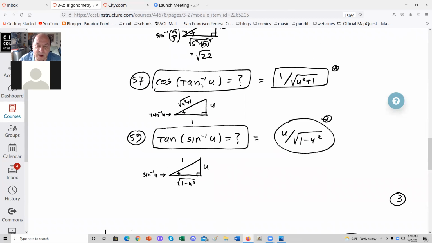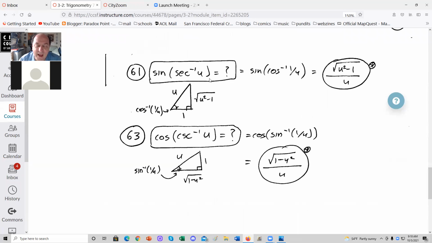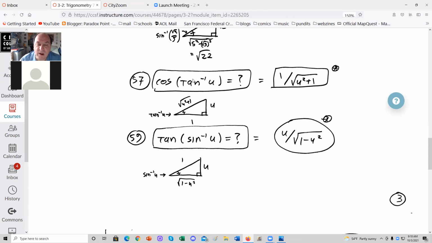Now these are a bit redundant. We've already done these two up here, but I'll do them again. Actually, no. This is arc cosecant and arc secant and arc cosecant. So it's actually not quite that redundant. So where was I? Okay, here, we're starting here.